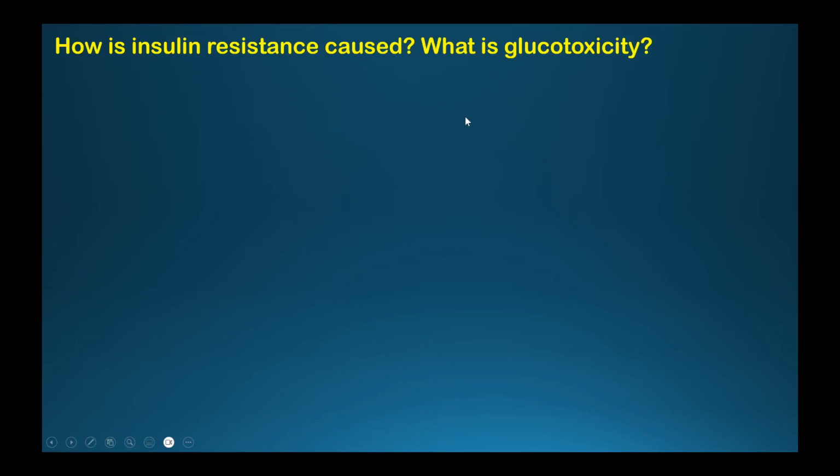Now, what are the mechanisms by which insulin resistance is caused, and what is glucotoxicity? Name the mechanisms causing insulin resistance. Poor transcellular signaling, the metabolic syndrome which decreases insulin sensitivity, so the transcellular signaling will be affected. Then abnormal insulin molecule. In patients who develop insulin resistance, the insulin itself is abnormal in structure.